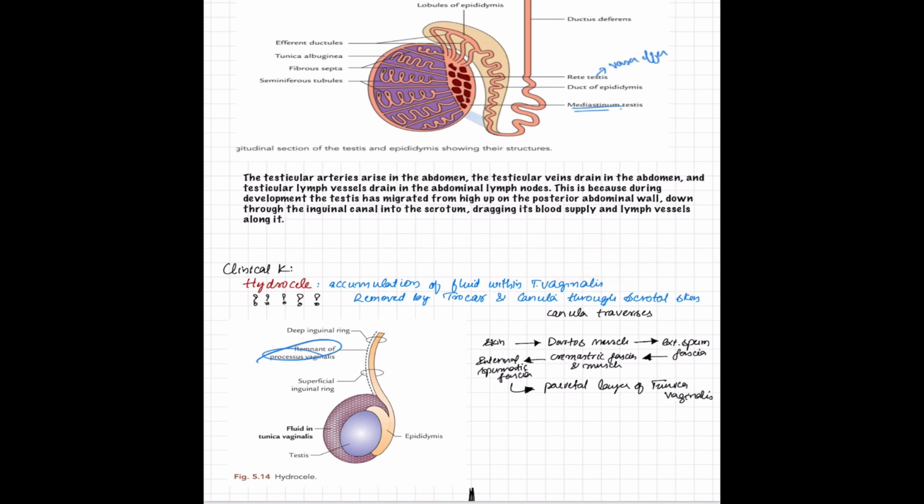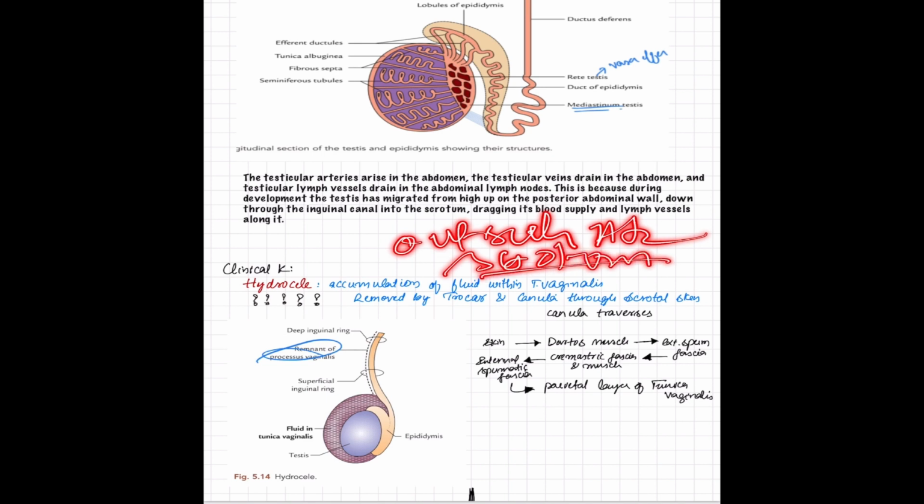Now let us go to the testis. An important point: testicular arteries arise in the abdomen, the testicular veins drain in the abdomen, and the testicular lymph vessels drain into the abdominal lymph nodes. This is because during development all these are abdominal, but the testis is present outside the abdomen, in the scrotum.